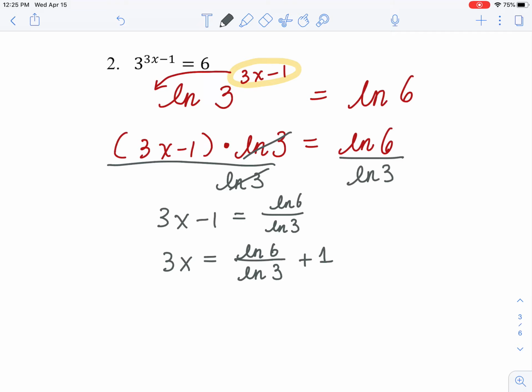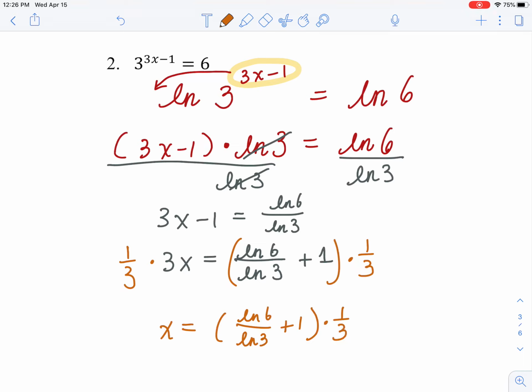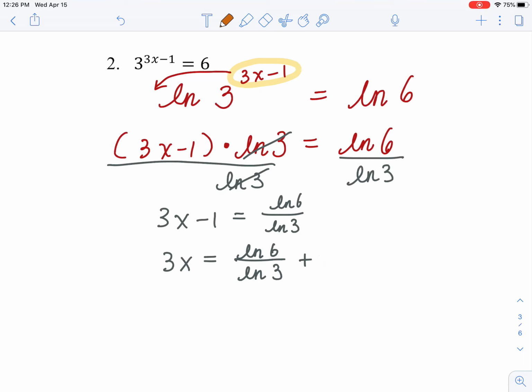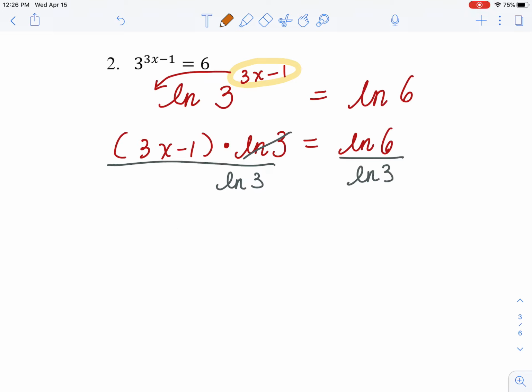And then I need to divide everything by 3. And that's going to be a little messy. I kind of regret that I could have taken the square root. But that's okay. I can multiply both sides by 1/3, right? So then x equals natural log of 6 over natural log of 3 plus 1, times 1/3. And that's a fine answer. We're just going to type that in our calculator. But I just think it would have been easier or a nicer looking answer if I take the distributive property instead of dividing by natural log of 3.